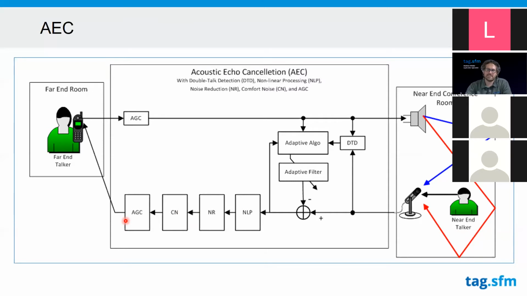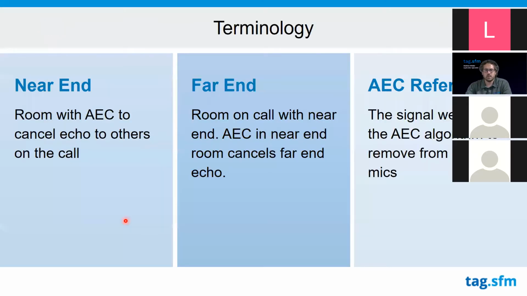So let's go through some of that terminology that we just talked about. First off, we've got the near end, right? So again, that's the room with AAC to cancel each other's echo on the call. The far end is the room on the call with the near end. With AAC, the near end room cancels the far end echo, right? So near end is me, you're the far end right now for me. The opposite, if you're the near end, I'm your far end. That's the simplest way to explain that. The AAC reference is the signal we want the AAC algorithm to remove from the near end mics. So again, that's that far end audio being sent into the AAC, that's the reference, okay?